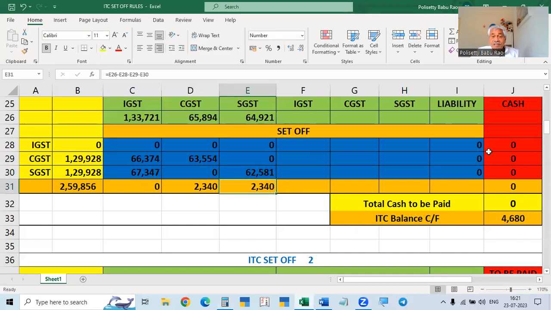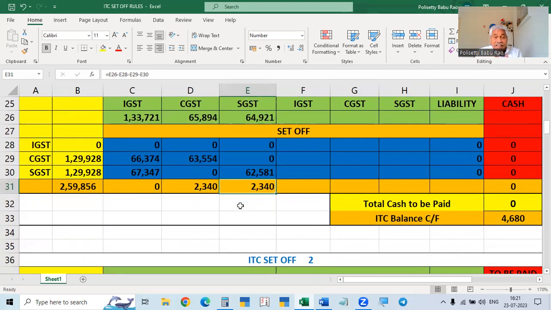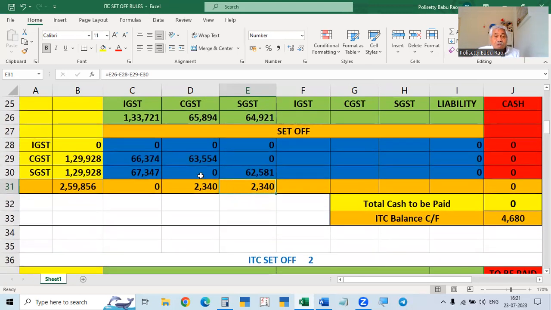62,581. See here, the liability payable in cash is 0. We need not pay anything. And here also, for the CGST, SGST output and input tax credit, there was a difference in the opening balance. Now we made it equal. To make it equal, since this is more, we increased the claim. We increase the claim, we increase the set off, then the balance will go down.